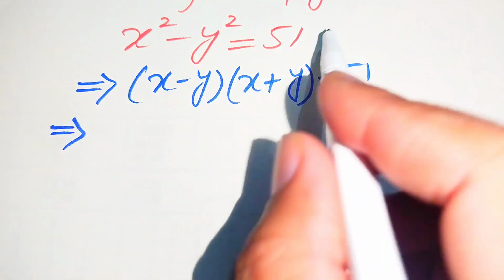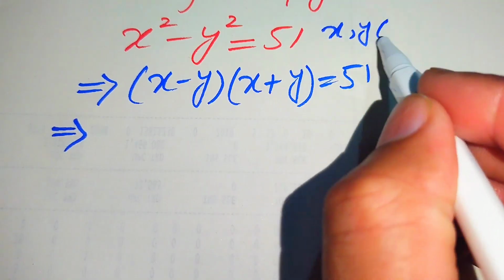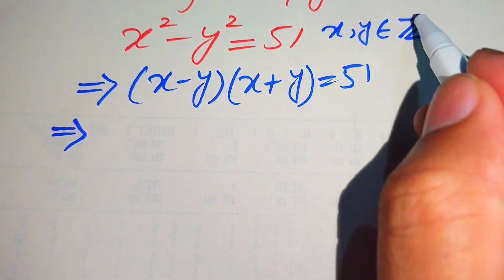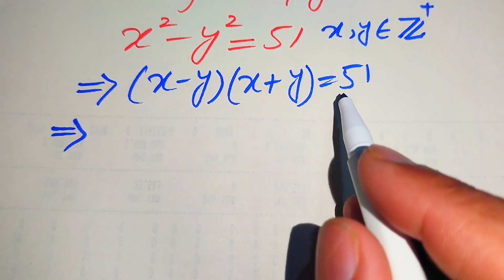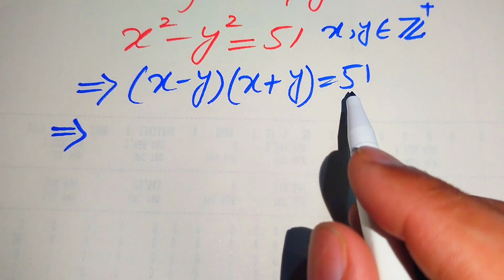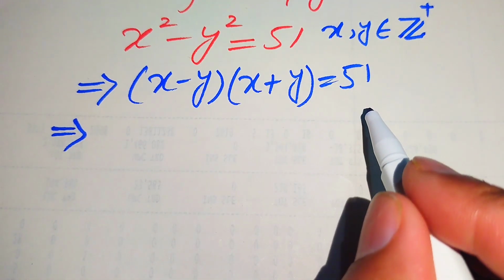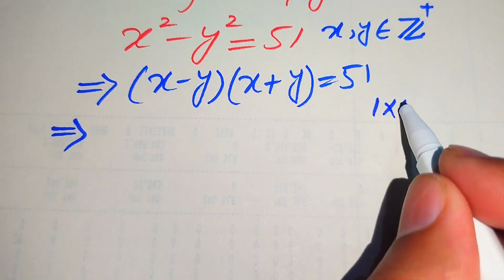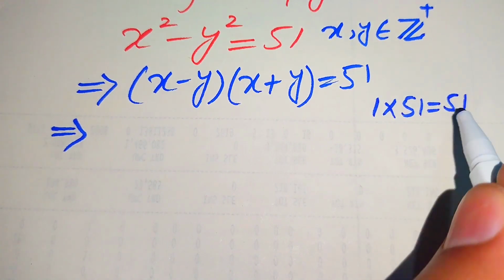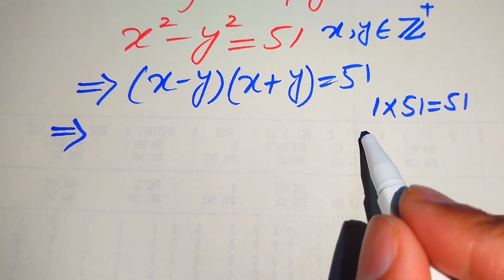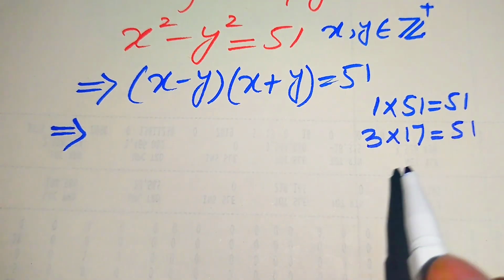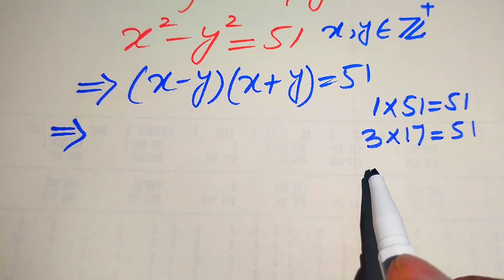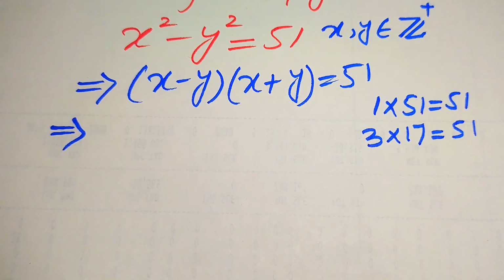But here you remember one thing is that our x and y must belong to the positive integers. It means that we solve this problem for only positive integer values of x and y. So here we first find the possibilities in which the product of two positive integers becomes 51, and the possibilities are 1 times 51 is equals to 51, and 3 times 17 is also 51. So we have two possibilities in which the product of two positive integers becomes 51.